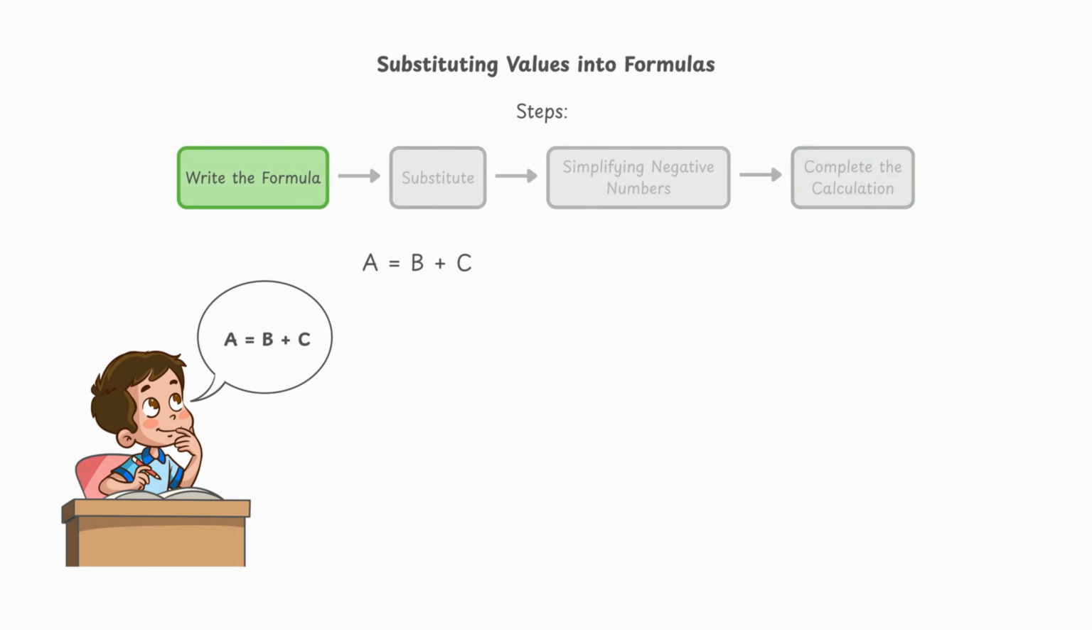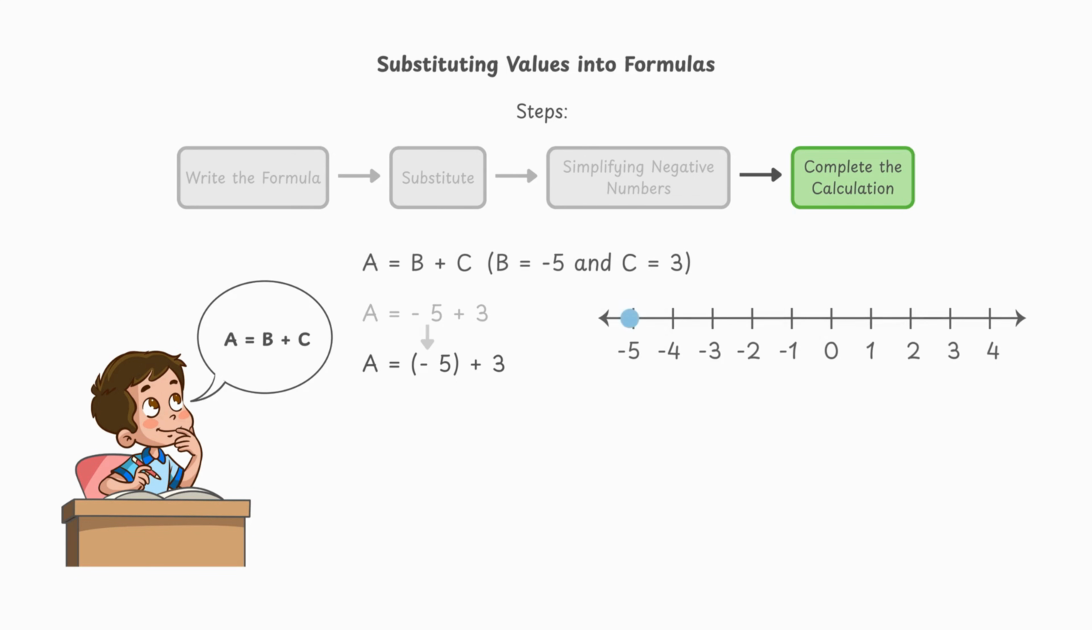In this example, the formula is A equals B plus C, where B equals -5 and C equals 3. After substituting the values, the formula becomes A equals (-5) plus 3. Notice that this is -5, so it has been written inside brackets. This is a useful habit because it helps prevent mistakes when working with negative numbers. Now we complete the calculation. -5 plus 3 means we move 3 places towards 0 on the number line. This gives us -2. Therefore, the value of A is -2.